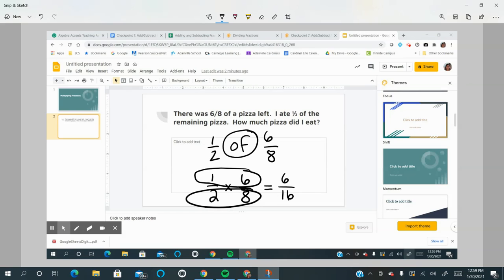This fraction can be simplified because I know that if I count by twos, I'll get to both 6 and 16. So I'm going to divide by 2, both numerator and denominator. 6 divided by 2 is 3, and 16 divided by 2 is 8. So that means I ate 3/8 of the pizza.